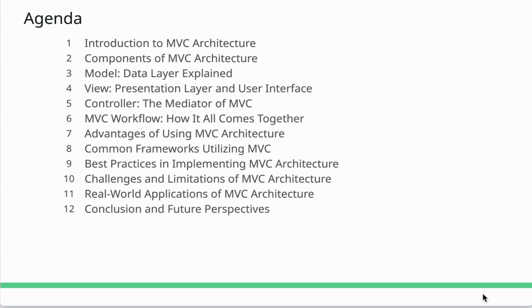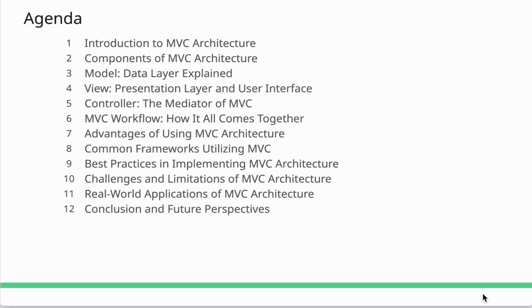The first one is introduction to MVC architecture. The second one is components of MVC architecture. The third one is the model, that is, the data layer explained. The fourth one is view. The fifth one is controller, and the sixth one is MVC flow.